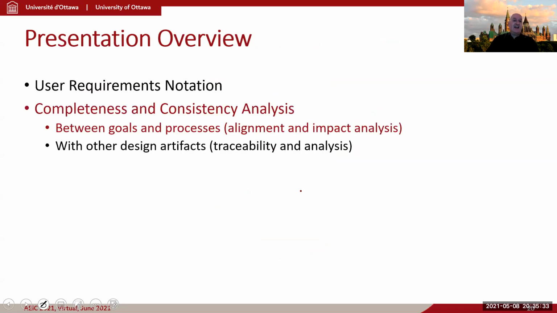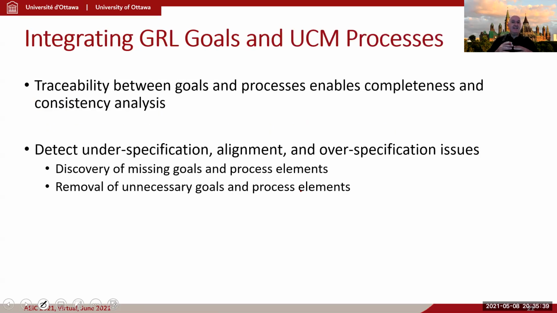To ensure this alignment, this is where completeness and consistency analysis become useful. And traceability will be the tool that we use here to assess whether completeness and consistency are satisfied. And some issues can be detected along the way, such as goals or process elements that are missing or unnecessary, because the other view may or may not have something corresponding to it.